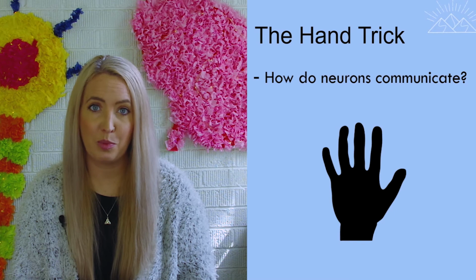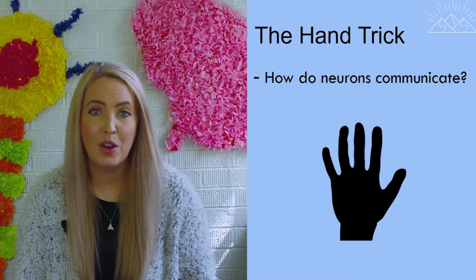Dendrites cannot talk to dendrites. Terminal branches cannot talk to terminal branches. Dendrites receive information from terminal branches and then send it on to the next neuron. So when you think about how neurons communicate, use your hands as a reference to help you to remember that.